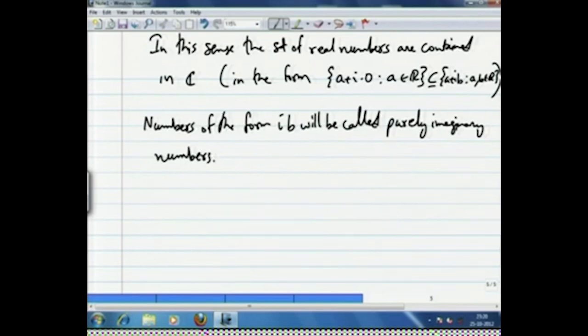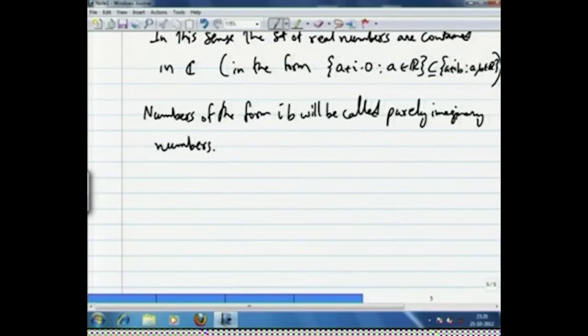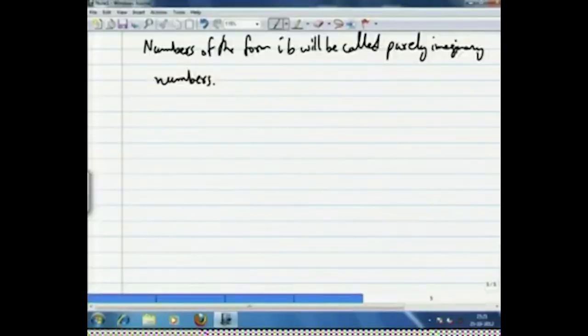So, I want to once again pause here to mention that there is nothing imaginary about complex numbers. It is only that history has given the name imaginary to them and then that name somehow got stuck, but there is nothing imaginary, they are as concrete as real numbers. And there is a definite arithmetic to it, there are definite rules of arithmetic. And then they have further properties as we will see. So, you should remember that imaginary numbers is just a historical thing. And numbers of the form I b will be called purely imaginary.